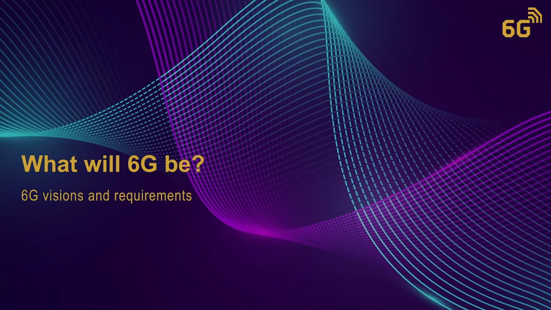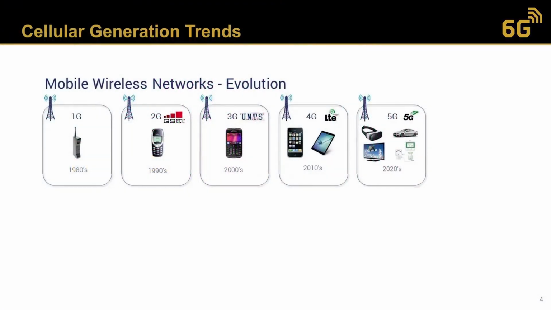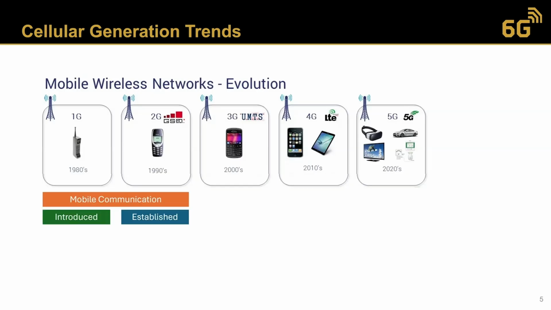So, what will 6G be? We have all seen this or similar figures many times before. This shows the evolution of a wireless network from 1G to 5G. If we look at this trend a bit deeper, we can see that there is a trend that combines two generations. So if you look at 1G and 2G, you will see that 1G introduced mobile communication, while 2G established it, made it widespread. We know that GSM has been one of the most popular and very successful wireless communication systems, right? A similar trend is observed with 3G and 4G.